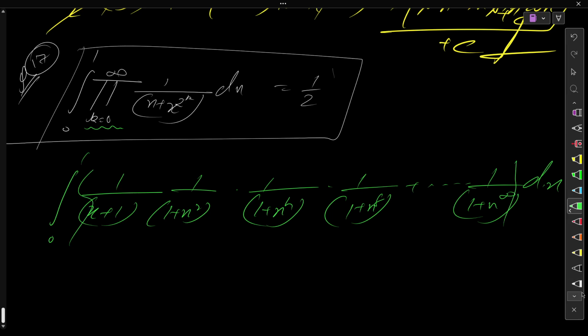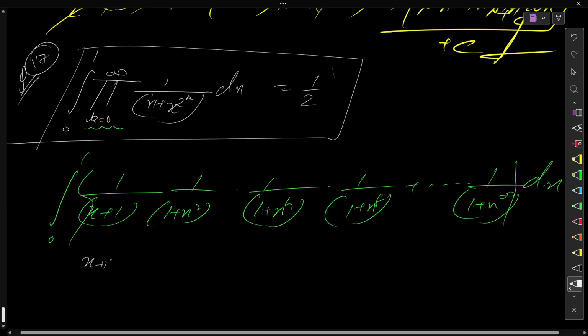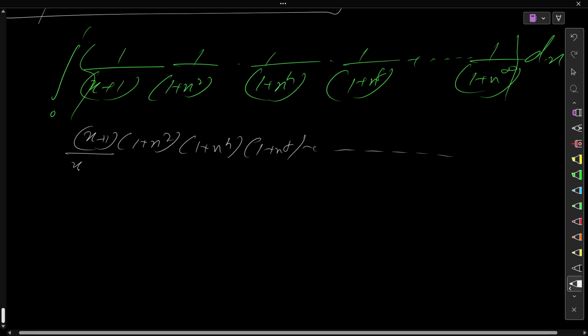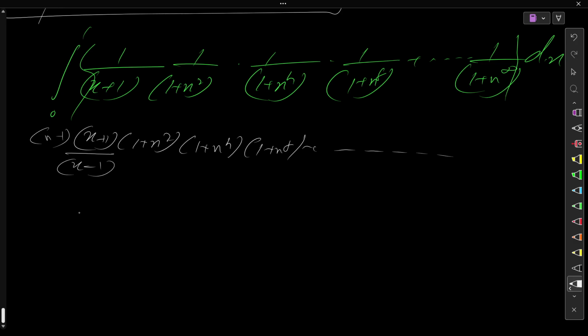Now I'm going to do one manipulation, since this is a very familiar series. Whenever you get such a series, 1 plus x square, 1 plus x to the power of 4, 1 plus x to the power of 8, and so on, do only one manipulation: multiply and divide by 1 minus x. And now, as always, magic will happen.